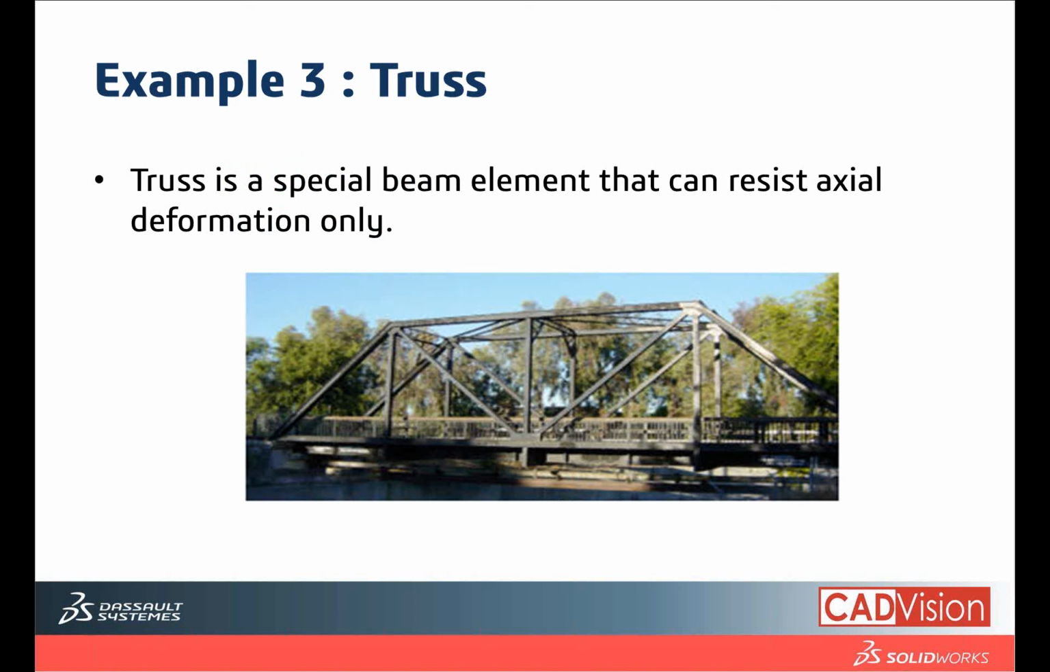Okay, for some of the bridge structures that are constructed of more than one triangular structure, we can consider that as truss. For information, beam elements consider the shear force and moment force, while truss is a beam element that resists only axial deformations. So we do not consider the shear force and the bending moment here. We only want to know the axial deformations in the truss case.